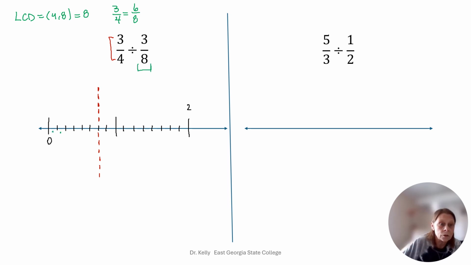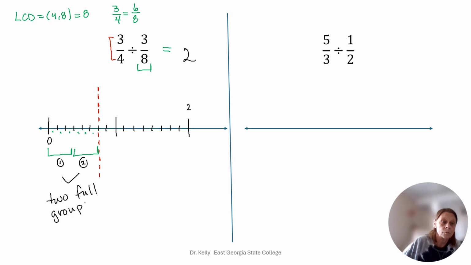So 1, 2, 3. There's one group of 3/8. And 1, 2, 3. There's two groups of 3/8. Now we encompass the whole thing. So 3/4 divided by 3/8 is equal to 2, because there are two groups. One group, two groups. This is two groups, two full groups of 3/8.